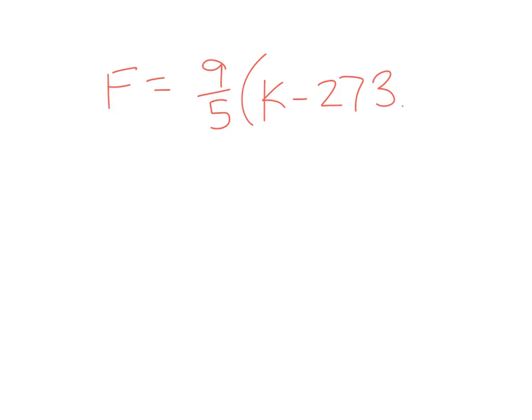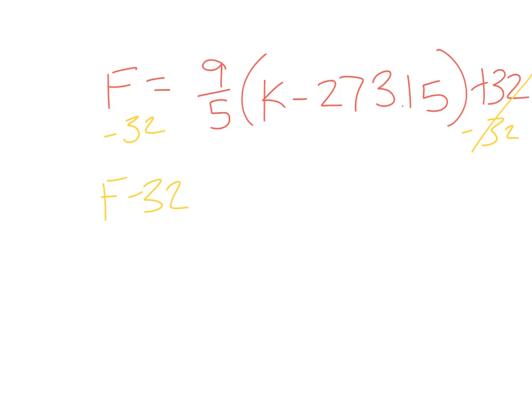So let's start with our original equation. We have f equals 9 over 5 times k minus 273.15 plus 32. Okay, so first things first, I'm going to move that 32 over there because it's all lonely by itself and I need it gone. So to move the 32, I'm going to subtract 32. Okay, so that's gone. I have f minus 32 equals 9/5 of k minus 273.15.